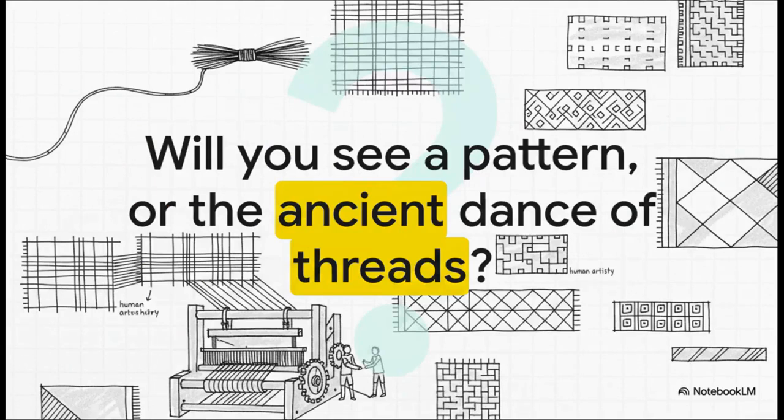So we've gone from a single thread to a massive global industry, from a simple rhythm to incredible machines and artistry. So I'll leave you with this question. The next time you look at a piece of fabric, are you going to see just a pattern? Or are you going to see the ancient dance of warp and weft, hear the echo of the loom, and see the incredible story woven into every single thread?